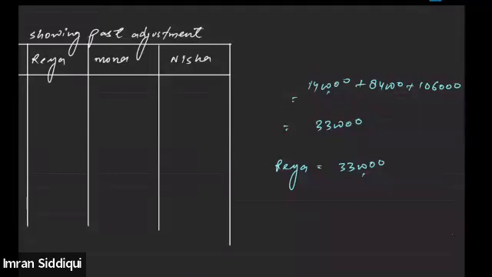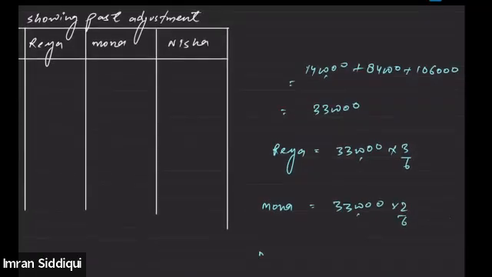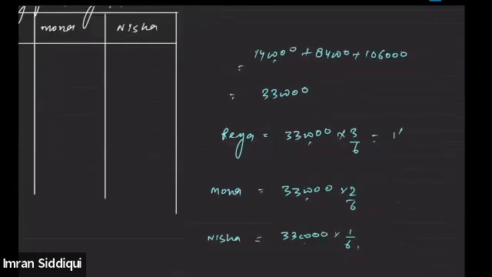So just a minute, 3/6, right? And Mona will be getting 3,30,000 into 2/6, and Nisha should be getting 1/6. All right. So 3/6 will be 1,65,000.